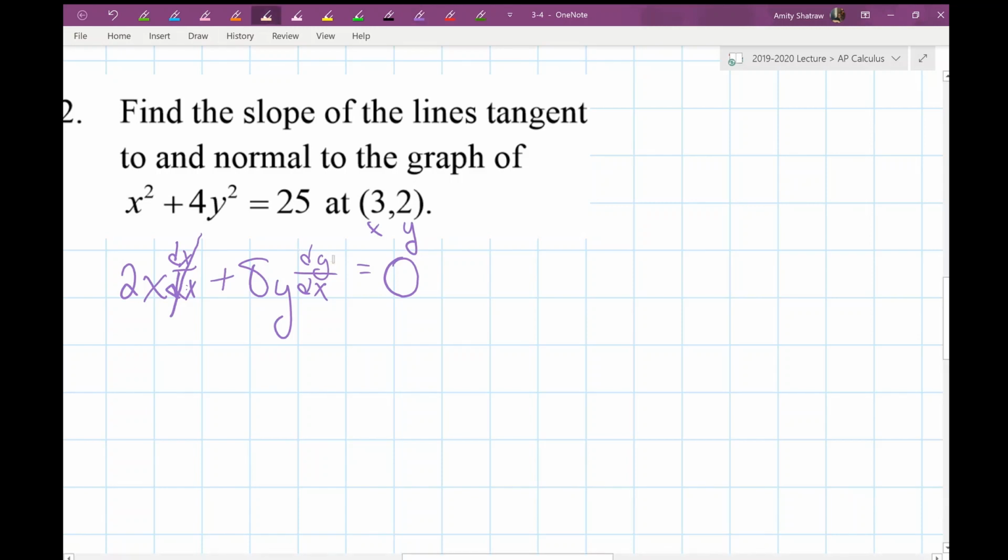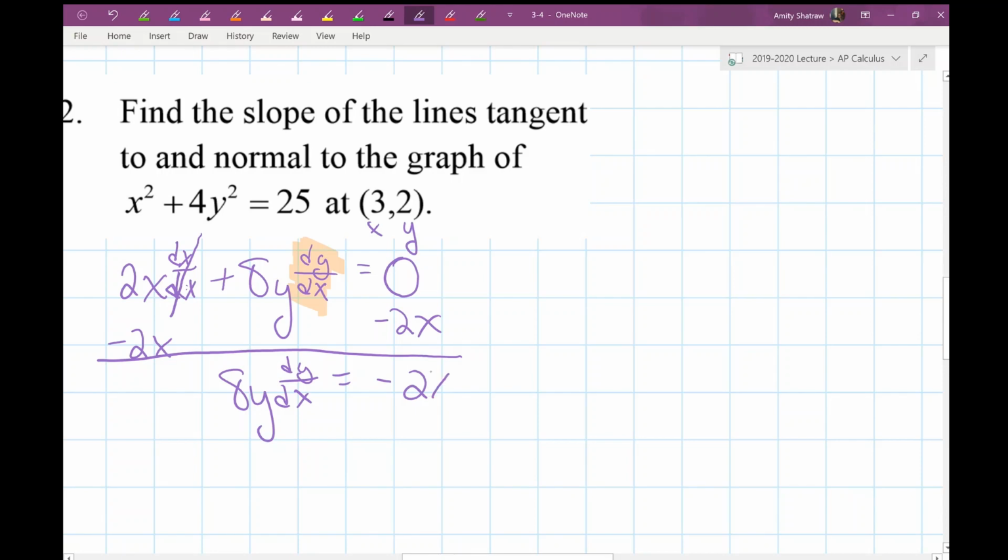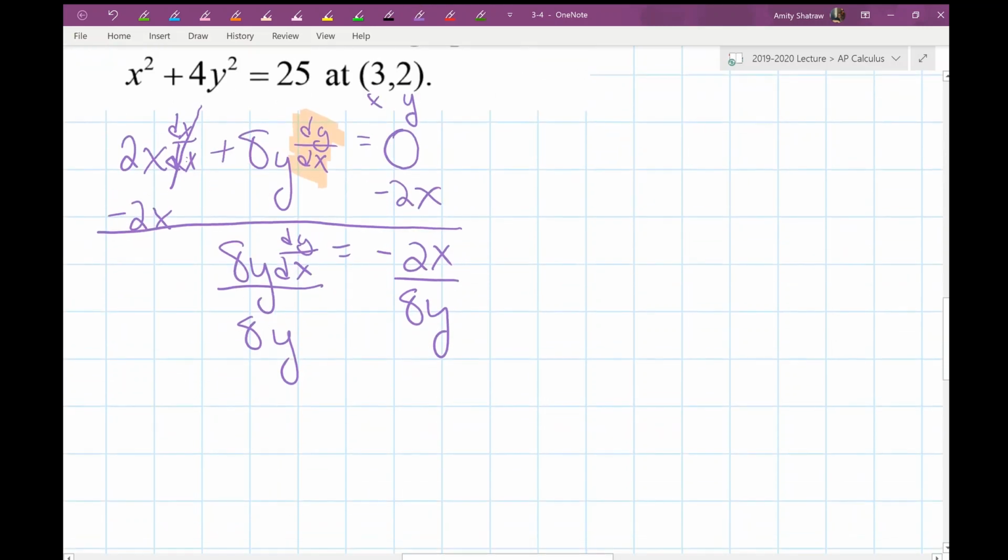This is the thing that I am trying to solve for. So if I'm trying to isolate that term, my idea right off the bat is to minus 2x from both sides, and then to say that I have 8y, and here's my dy/dx, and that equals negative 2x. And now I believe that this is a pretty simple one.